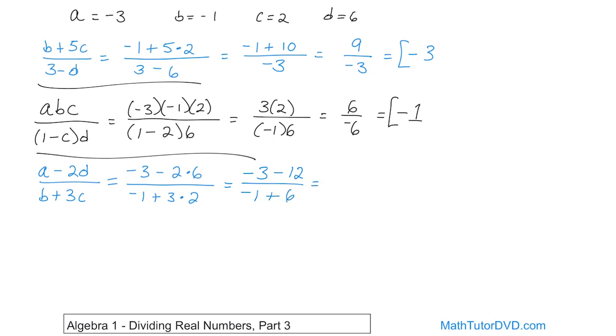All right, so now you have some work to do on the top. You have a negative minus a number. Or you can think of it as a negative plus another negative 12.